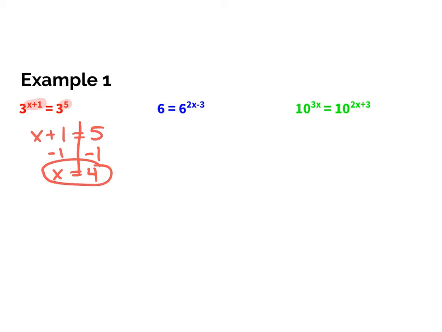All right? Now, if I plug 4 in where x goes, I would have 3 to the 4 plus 1, which is 3 to the 5th. And because it's an equal sign, I know that 3 to the 5th is identical to 3 to the 5th.